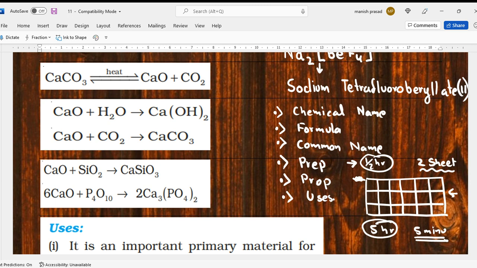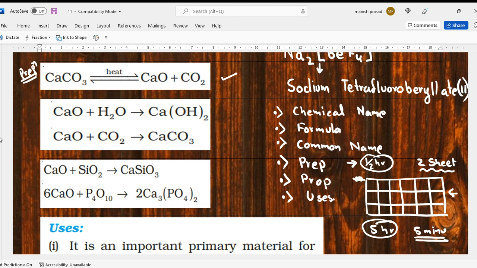Okay. So the first one is the preparation. Humne calcium carbonate ko liya, we heated. We studied that the carbonates of our group 2, the initial carbonates can be broken down to give their oxides and carbon dioxide gas. But this thermal stability of the carbonate increases down the group and barium carbonate is the most stable one.